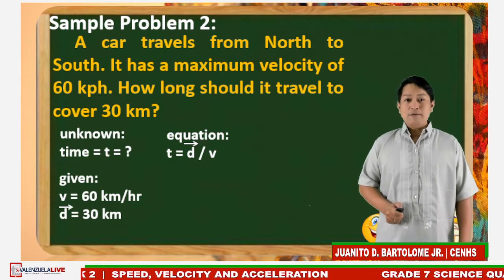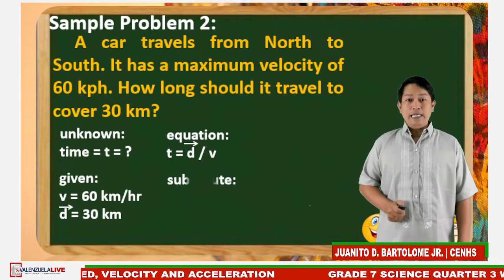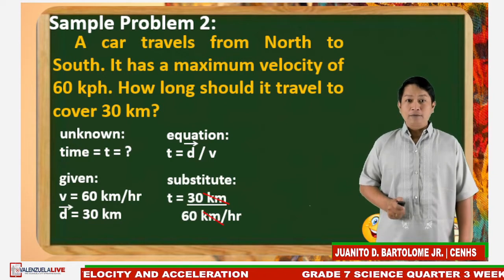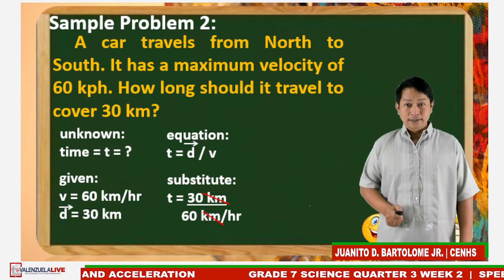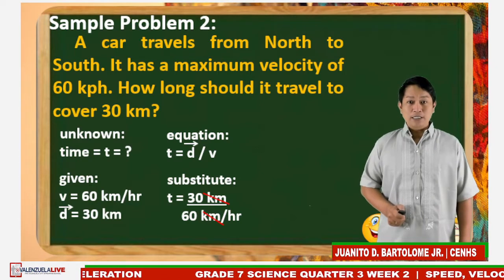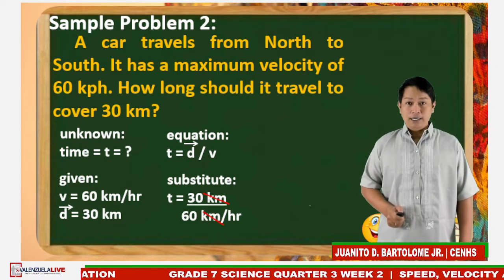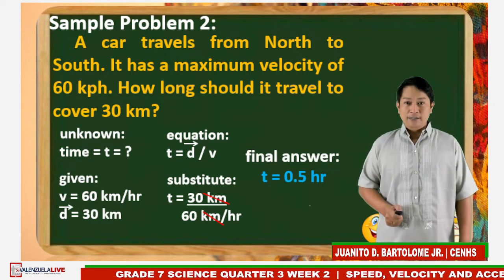Time is equal to the displacement divided by velocity. Fourth, we will substitute the given quantities in the equation. Time is equal to 30 kilometers divided by velocity, which is 60 kilometers per hour. Again, cancel the unit of kilometer to come up with our missing quantity for time, which is hour. And the answer is 0.5 hour.